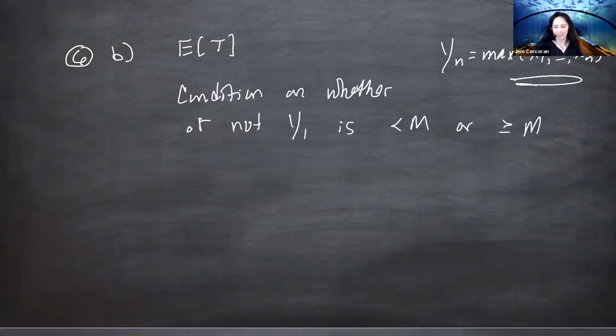So number 6 is a grad problem, but this would be the first step I would take. Condition on whether or not y1, or equivalently x1, because x1 is the same as y1, is less than m or greater than or equal to m, and then try to simplify some of those pieces.